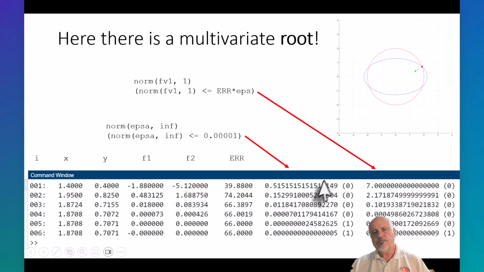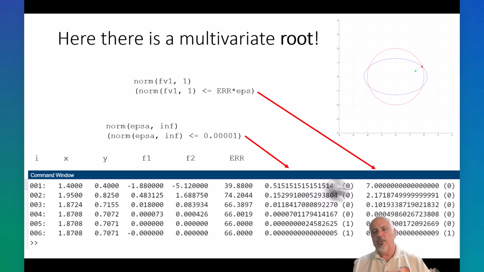when there is no solution. But in this case, when there was a solution, you see that the one norm of our function value started at 7, because f1 was minus 1.88 and f2 was minus 5.12 at that starting point of 1.4 and 0.4 for x and y. So we had that 7, and it diminished down to effectively 0. So when there's a root, then this all makes sense.